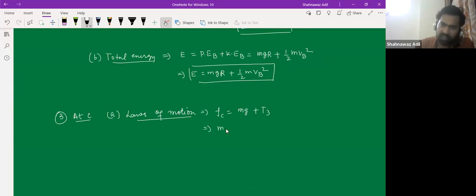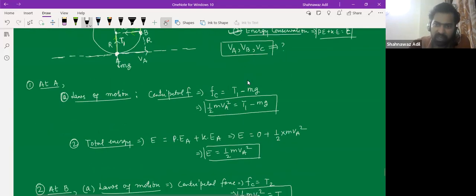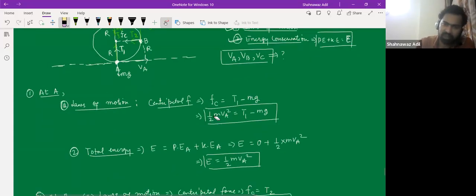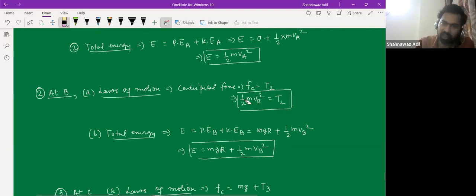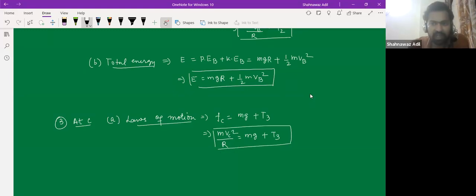So this is mv, and did I write mv square by r? Oh, why did I write half mv square, right? So this is not, this is mv square by r, right? This is kinetic energy. So mv square by r, and then this is also mv square by r. Why didn't you guys correct me in here? And then I have this thing, mvc square divided by r, and then mg plus T3. Right, so these are the conditions that I have.